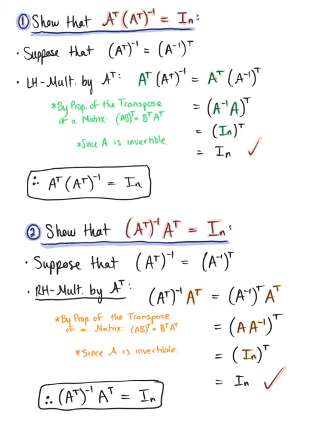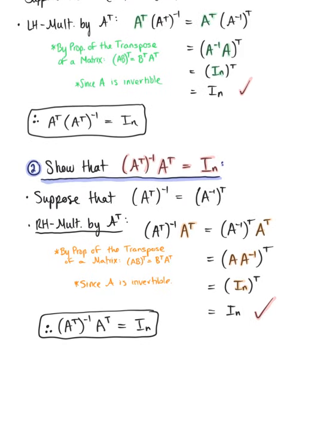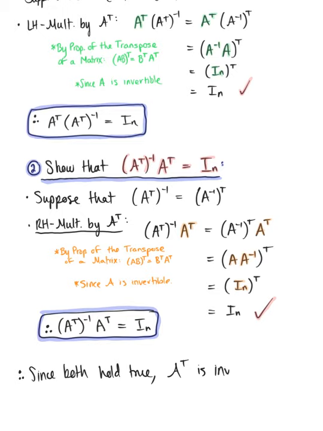And we're ready to state our very final conclusion. We can say that, therefore, since both cases hold true, we have officially shown that the transpose of matrix A is invertible. And this completes the proof of property number 3 and this theorem.